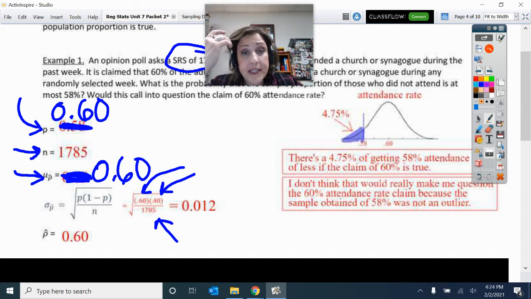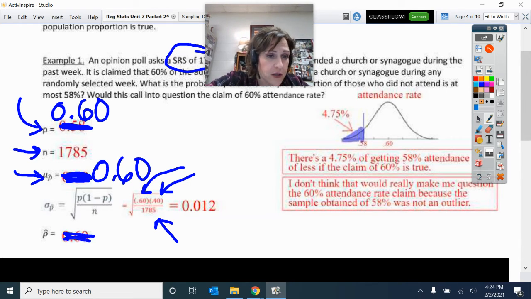So we're going to stop a second and make sure you can get that calculated. 0.6 times 0.4 divided by 1785. And then after I've done that whole product and quotient in there, I square root that result. And I get 0.012. This is wrong because P hat is the sample results. So that's 0.58.